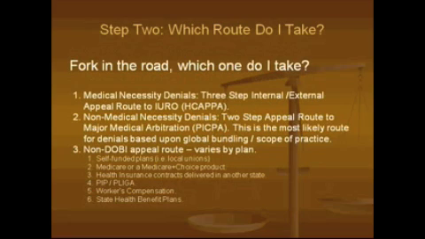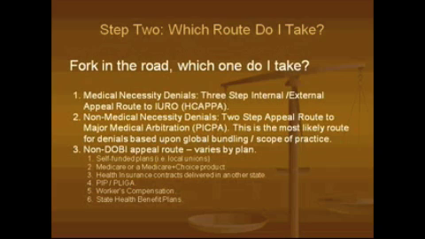Second route, which is most likely going to be probably 80% of the claims with this global bundling scheme, is going to be your non-medical necessity denial. That's a 2-step appeal process that goes to a major medical arbitration. And the acronym for that is PICPA, because that is the acronym for the statute that governs that process. This is the most likely route you're going to follow if you're getting these global denials.